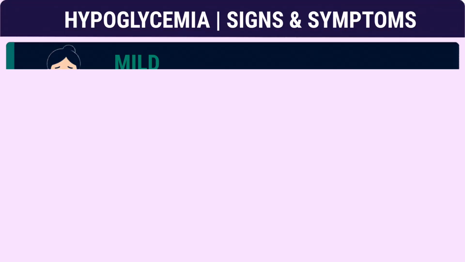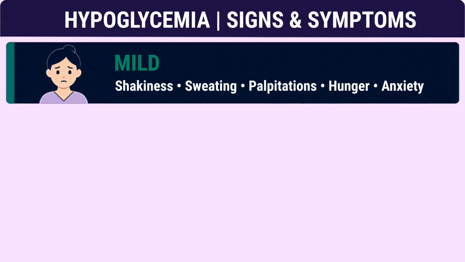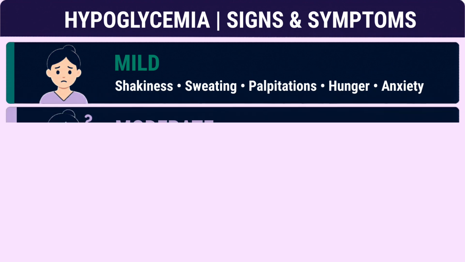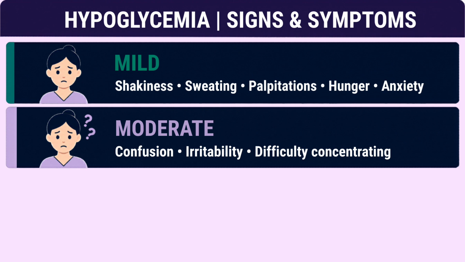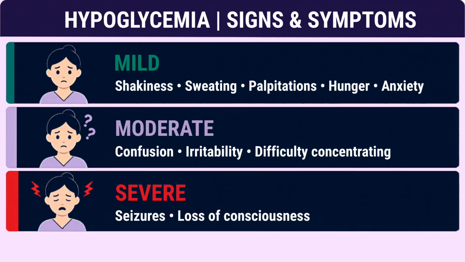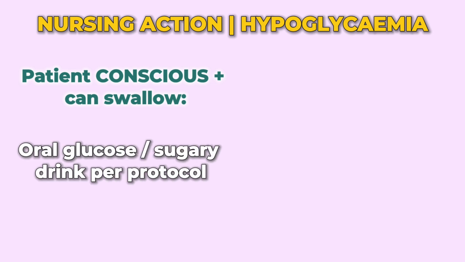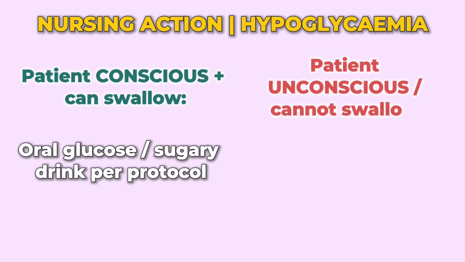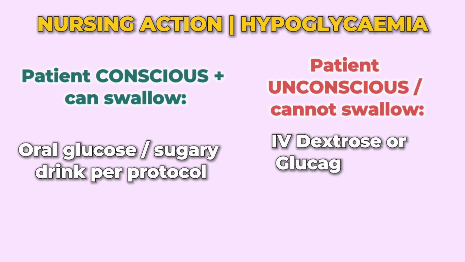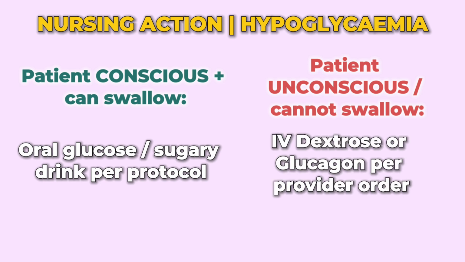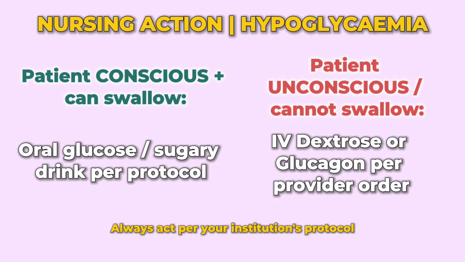Signs and symptoms in 3 levels: mild, shakiness, sweating, palpitations, hunger, anxiety; moderate, confusion, irritability, difficulty concentrating; severe, seizures, loss of consciousness. Nursing actions, per your institution's protocol. If the patient is conscious and can swallow, give oral glucose or a sugary drink per protocol. If the patient is unconscious or cannot swallow, IV dextrose or glucagon per provider order and institutional protocol.